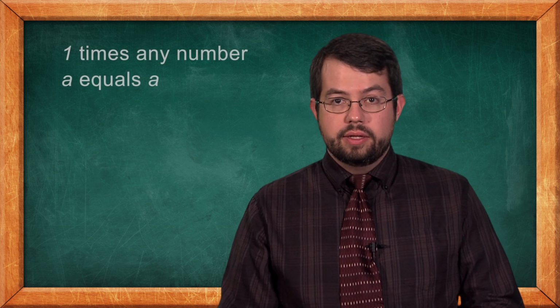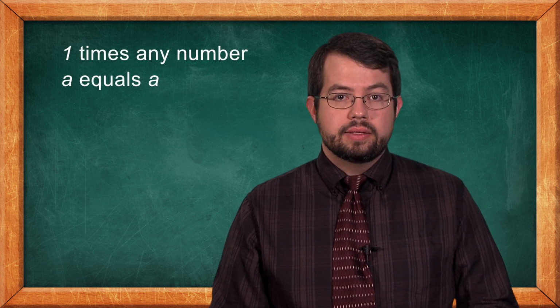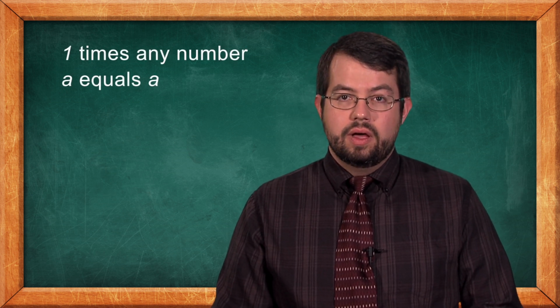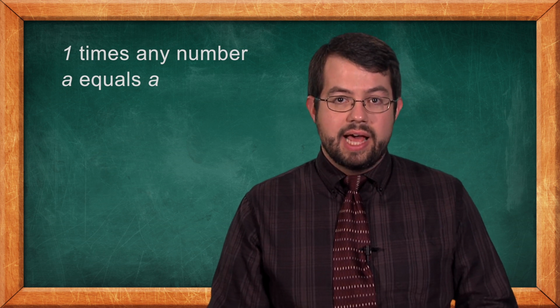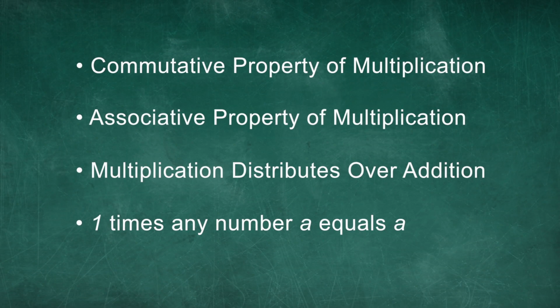The final property of multiplication might seem a bit silly, but it's important. 1 times any number A equals A. 1 is called the identity element for multiplication because it preserves the identity of numbers. Together, these four properties define multiplication. They capture everything about multiplication that is important, regardless of the model we use to visualize or interpret it.